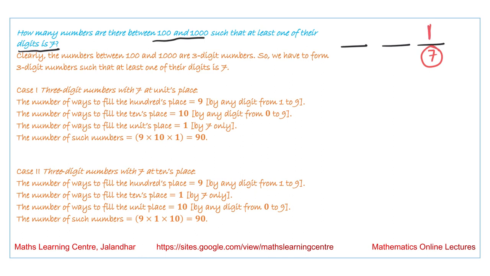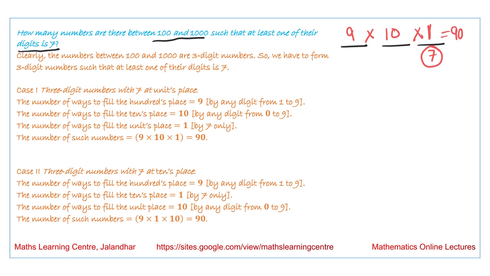We have one option over here. At this place we can have any of the 10 digits, 0 to 9. At this place we have any of these digits. So the numbers we can have, it is 90 different numbers.